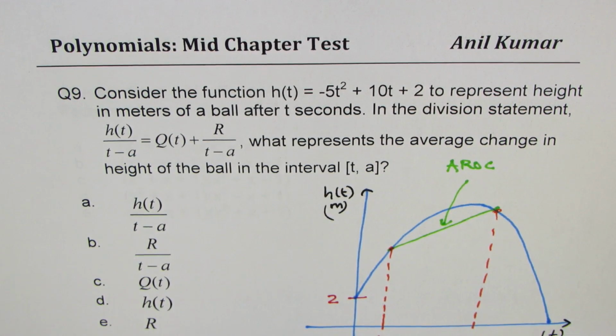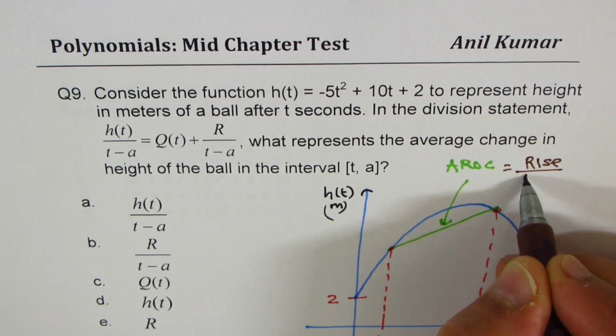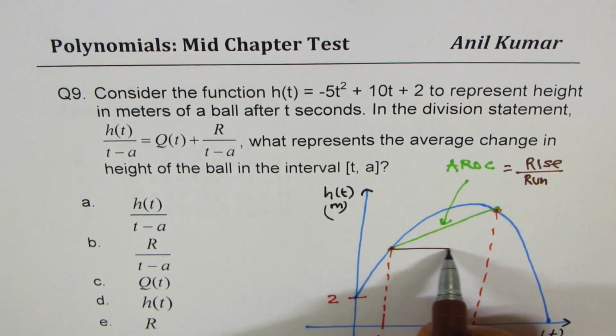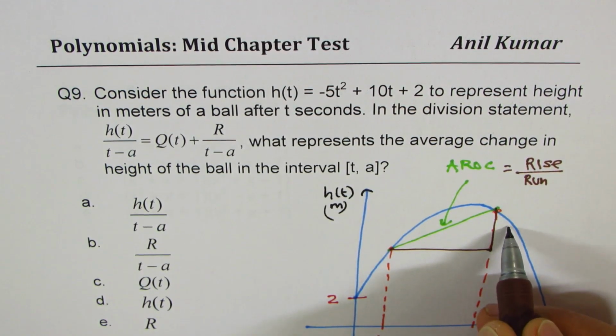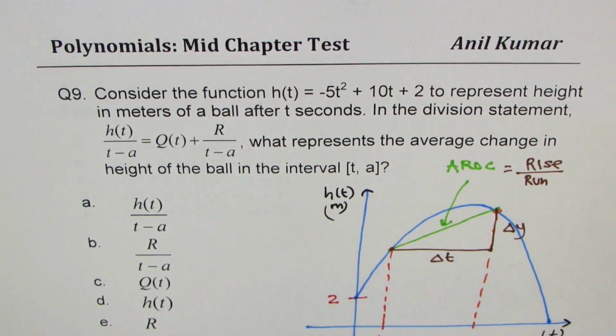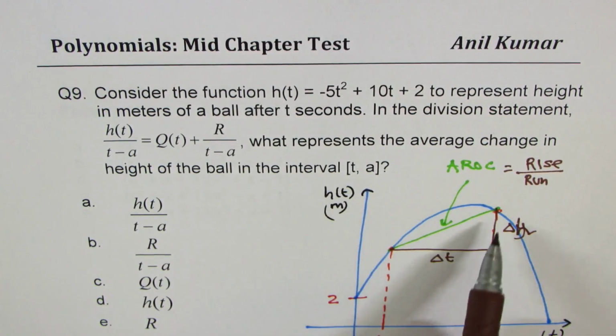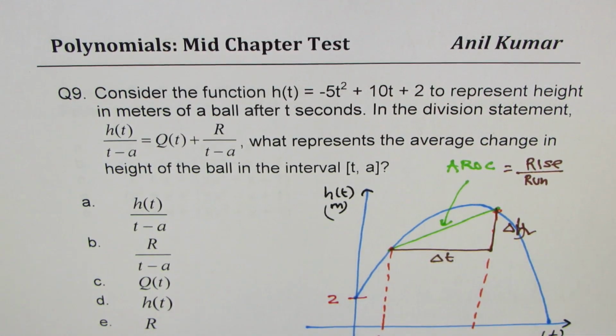Clearly from here, what you notice is that we could write this average rate of change as rise over run. If I make this triangle here, we are talking about change in h and change in t. So that's what we are talking about. What represents this? Now I hope the question is clear. Which choice is the correct choice for you? It's a very good question.